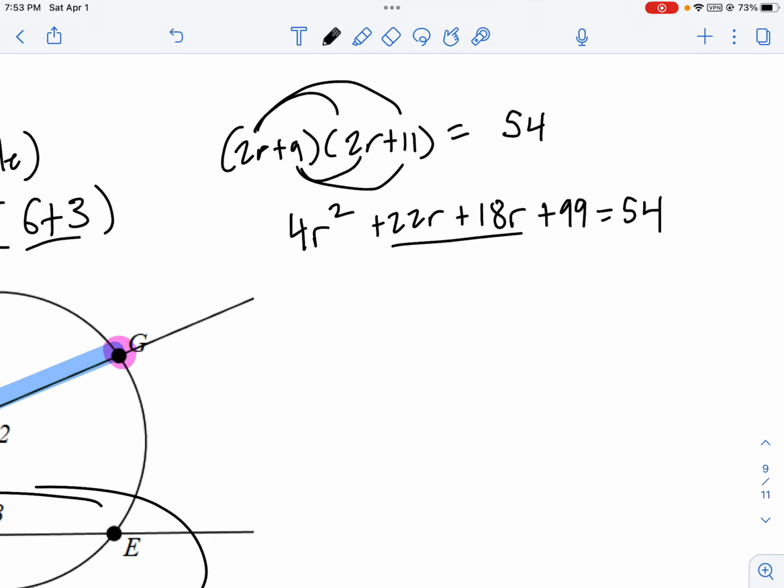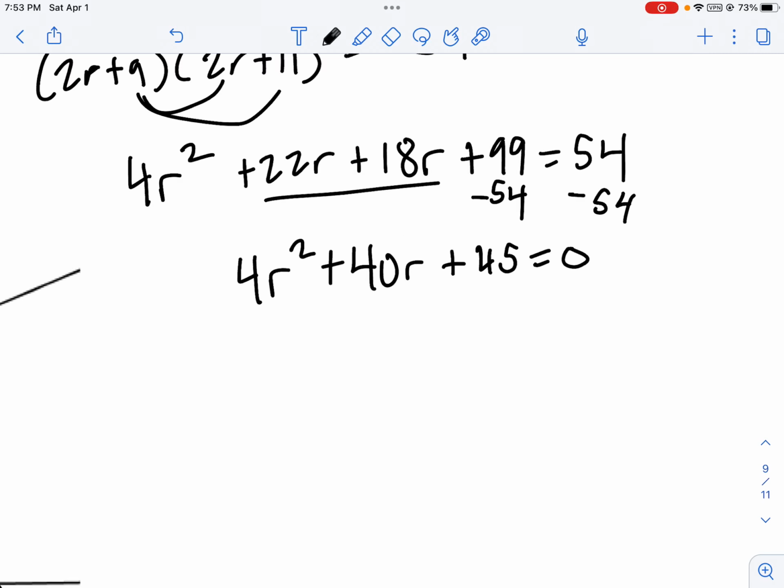Now just combine your like terms. 22 plus 18 is 40, so we have 4r squared plus 40r. Then I'll move the 54 while we're at it. 99 minus 54 is going to leave us with 45. Oops, is that right? 5 first. There we go, 45.